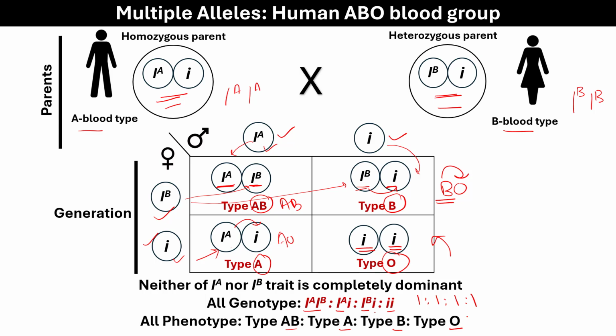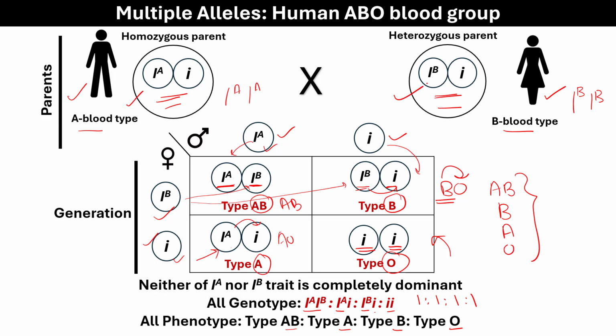That means if this kind of genotype is there in father and this type of genotype is there in mother, there is a possibility that they can have either an AB blood group in their child or a B blood group in their child or A blood group in their child or O. So all four types of blood groups are possible in the children when the parents have this and this kind of genotype.